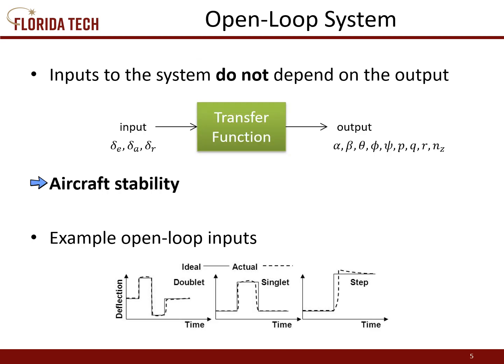Open loop systems just means that the inputs to the system do not depend on the output. Again, we're going to look at aircraft stability for an assessment. And at the bottom you can see samples of open loop inputs. In other words, the pilot could do this, or the computer could do this, independent of what the air vehicle output is. They just focus on putting in the input. So it could be a doublet, a singlet, or a step input, but again, there's no feedback required for the pilot to track something.